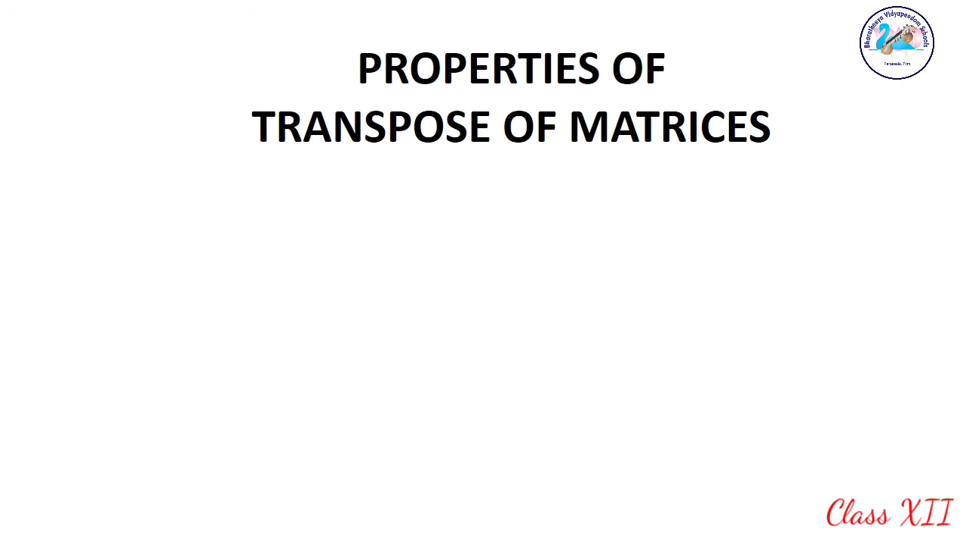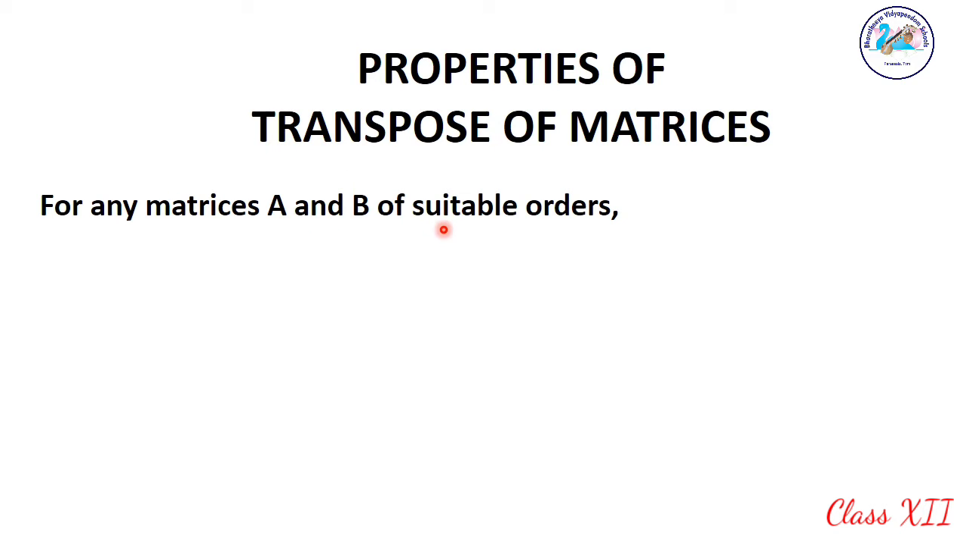Next we shall discuss properties of transpose of matrices. Here there are some properties for transpose of matrices. You must clearly understand them, then only you will be able to solve the questions mentioned in the exercise. For any matrices A and B of suitable orders, first property is A transpose the whole transpose is equal to A. So if you take the transpose, and if you take the transpose again, you will get A.